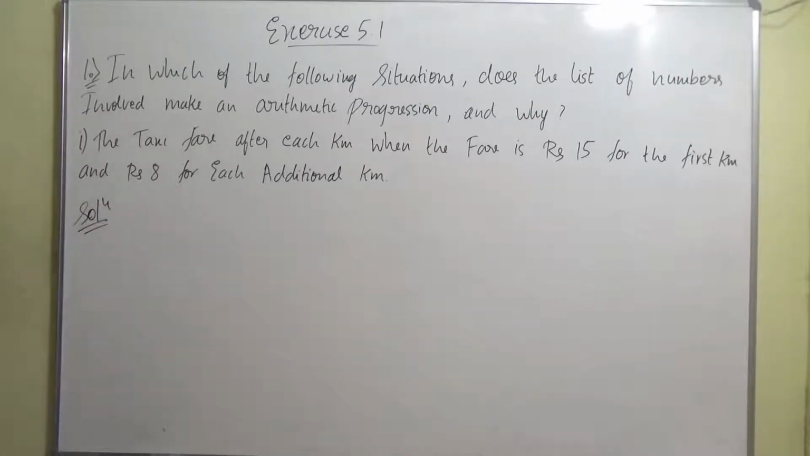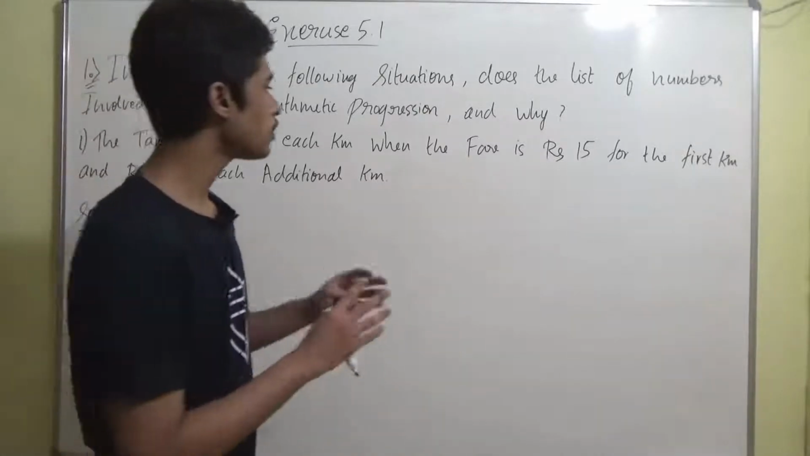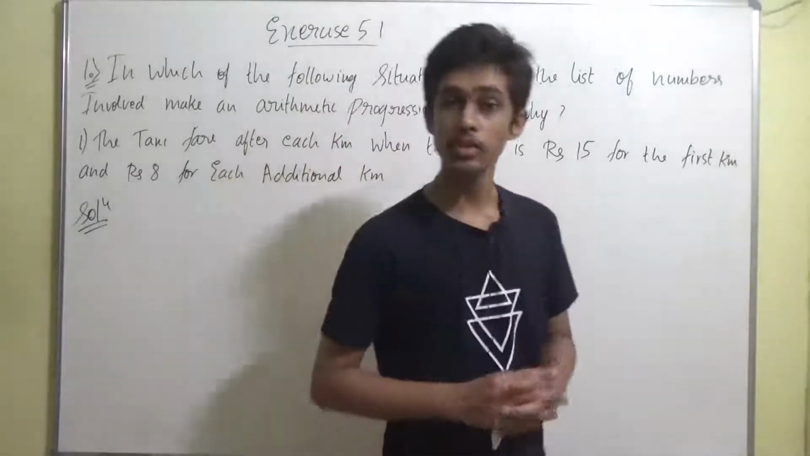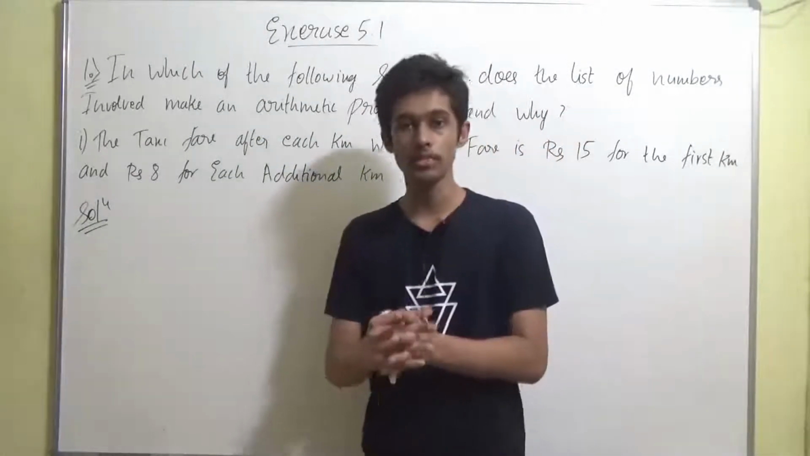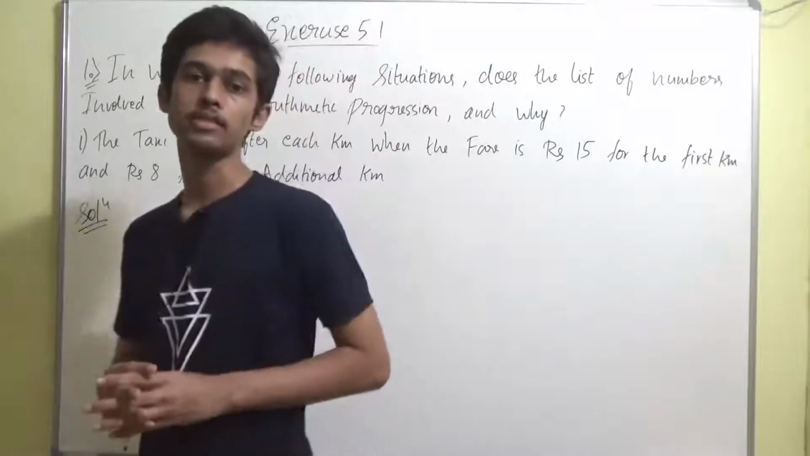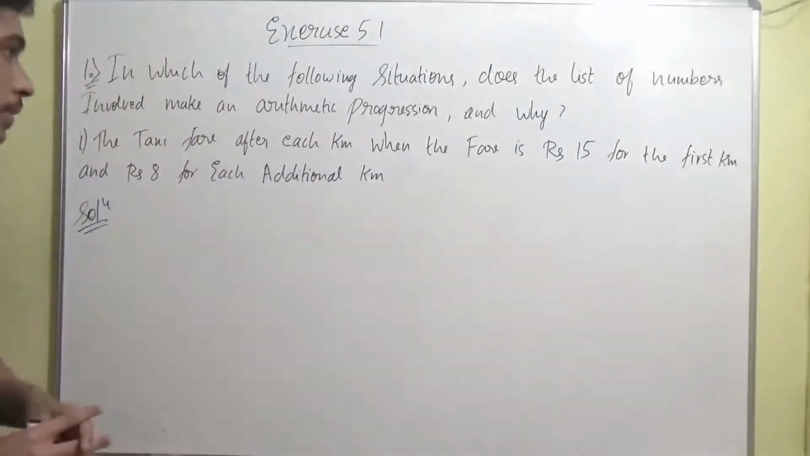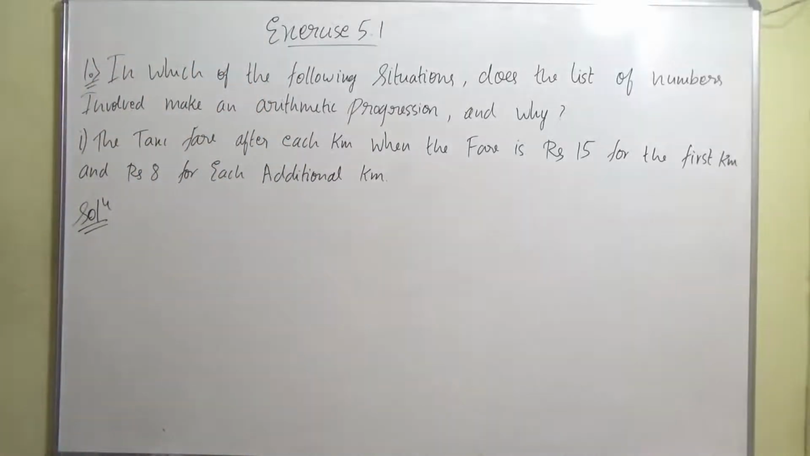It says the taxi fare after each kilometer, when the fare is rupees 15 for the first kilometer and 8 for each additional kilometer. So they're telling us the fare of the taxi is rupees 15 for the first kilometer, and after the 15 rupees, for all the subsequent kilometers it's going to charge you plus 8 rupees. Getting it, guys? Plus 8 for each kilometer.